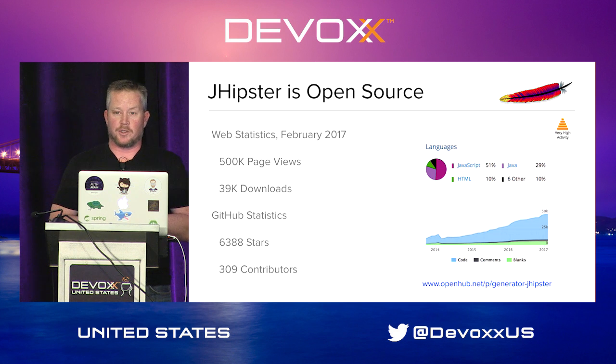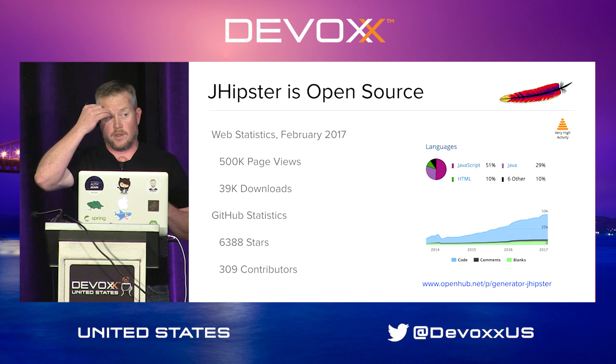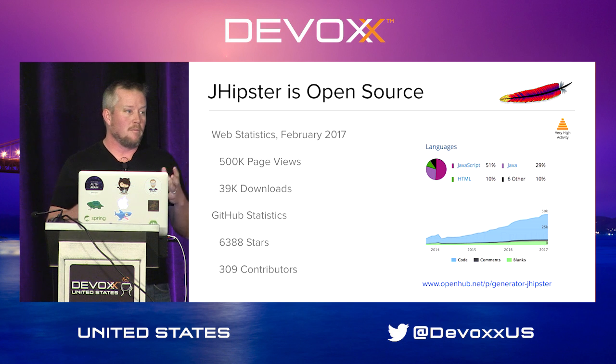So JHipster is an open source project, and if you look at our web statistics from February, you'll notice that 500,000 page views. This is both from the website itself and the GitHub repository, so it's really popular. 39,000 downloads just last month. And as far as GitHub is concerned, 6,300 stars, 309 contributors. So the thing I really like about the project is it does a really good job of motivating people to contribute. It's not supported by any particular company.